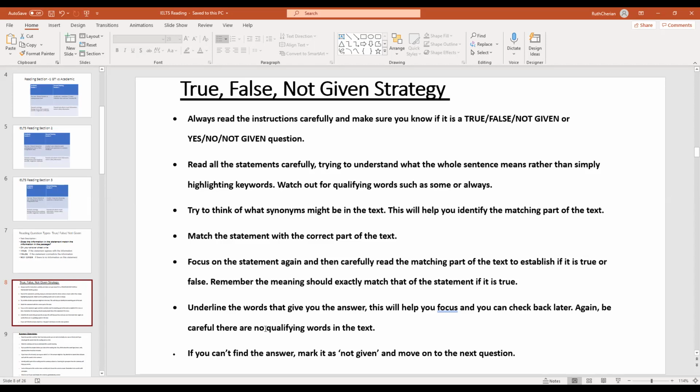And then be careful about qualifying words. For example, the question statement might have words like most or some, and the passage might have words like all of them, or very few. So seldom and frequently. Always pay attention to qualifying words. We'll talk about that if you get stuck in any of the questions. Are you okay so far? Is there any doubts about this question type?